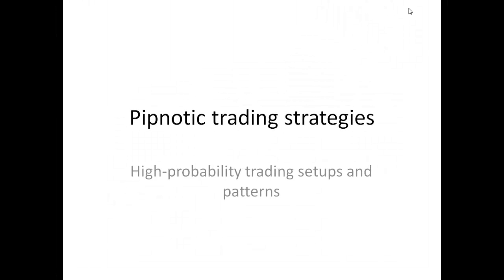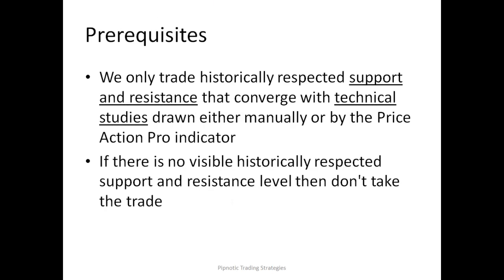In this tutorial we will discuss trading strategies, of which we have 4. If you consider the prerequisites for a moment, I'll just read these aloud. We only trade historically respected support and resistance that converge with technical studies drawn either manually or by the price action pro indicator. If there is no visible historically respected support or resistance level, then we don't take the trade.